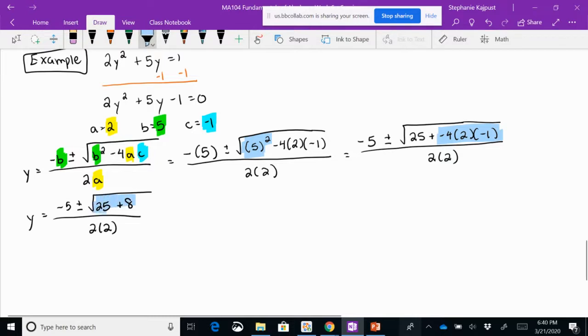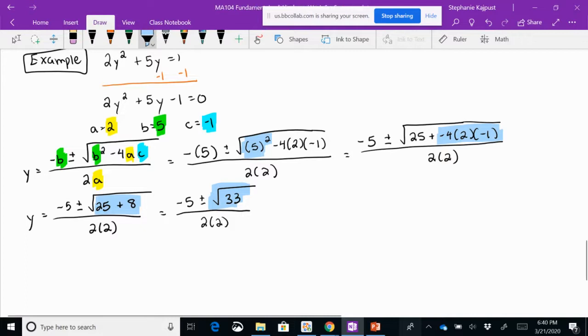The next step is to add, oops, I accidentally erased again. The erase button is right where my fingers are holding the pen. So we're going to add the 25 plus 8. So we have negative 5 plus or minus square root, and 25 plus 8 is 33. So I'm going to get 33 underneath there, and then 2 times 2. Now we're going to take the square root of 33.